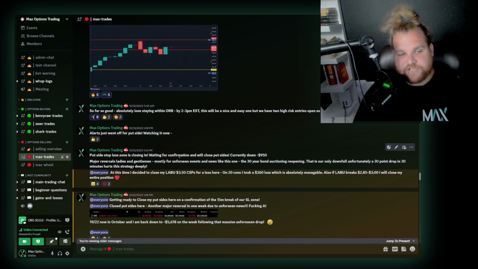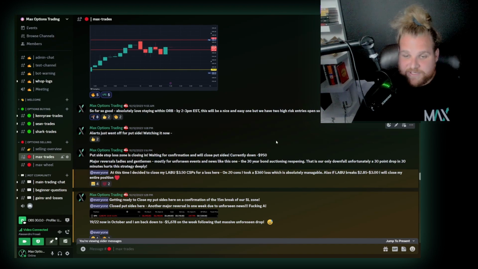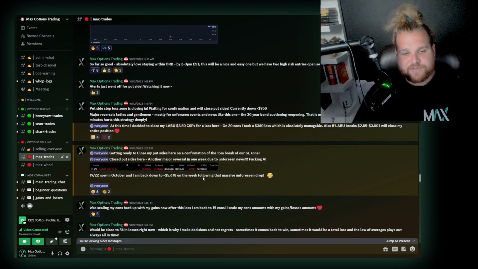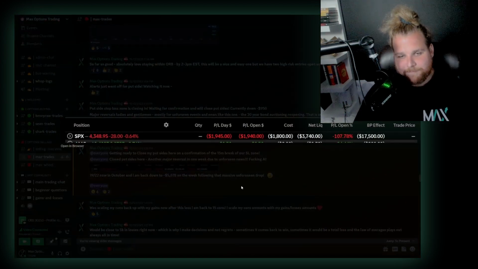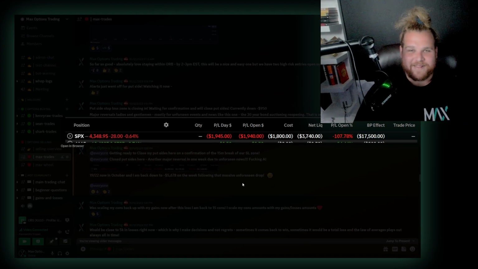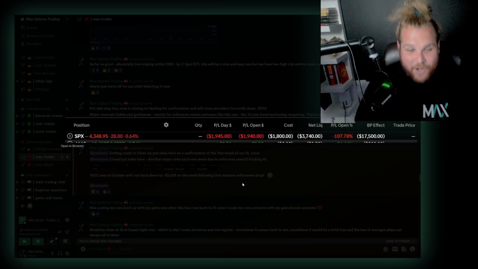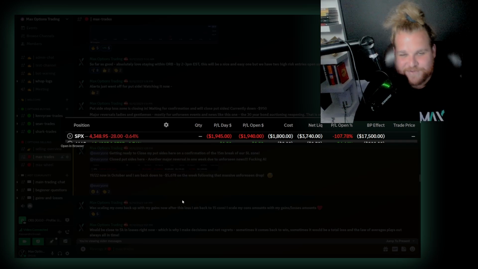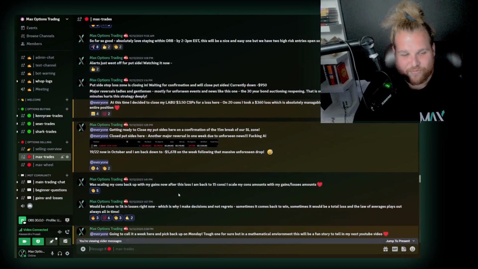I didn't post the chart. I should have posted it. I closed the LABU 350 CSPs for a loss. There was the 30-year bond auction that reopened, and it caused a major plummet in the market. Getting close to the put side here, and bam. It's like, dude, you lose $5,000. You start grinding it back, and you're down $1,500, right? And then boom, the Friday hits and you're down 1,945, and that was just crippling.